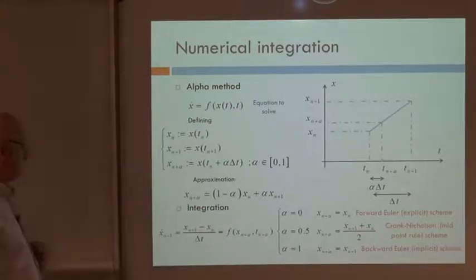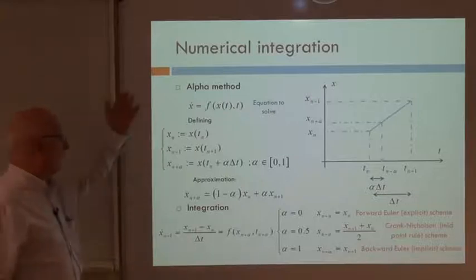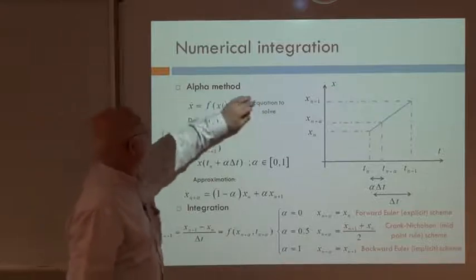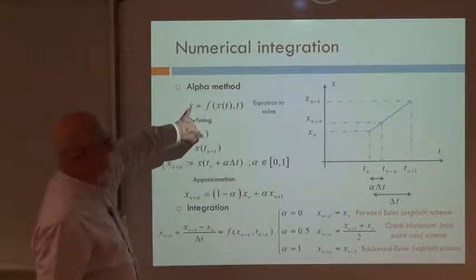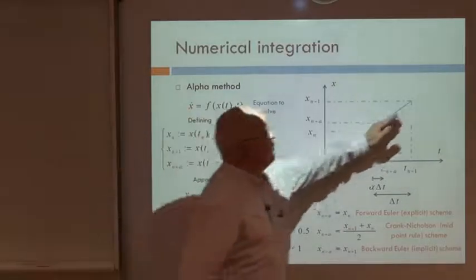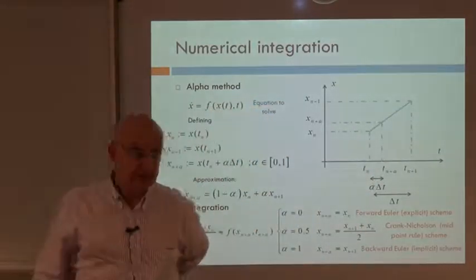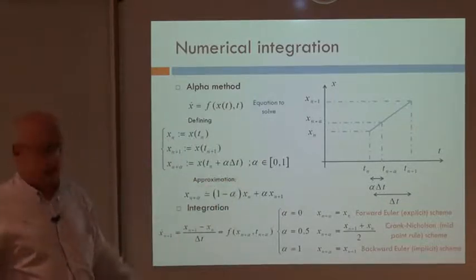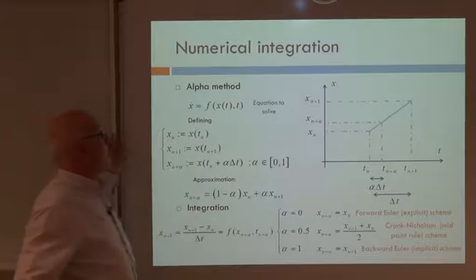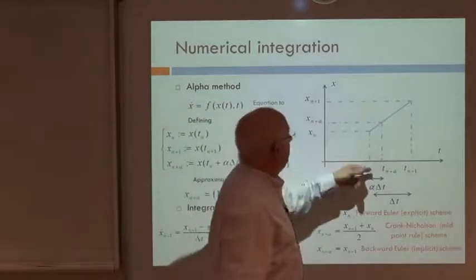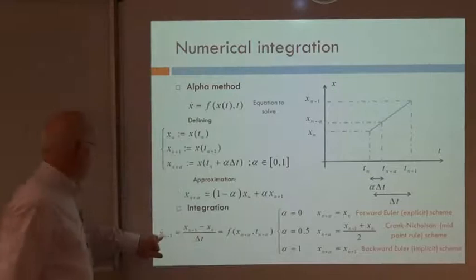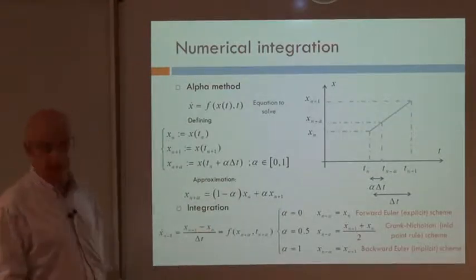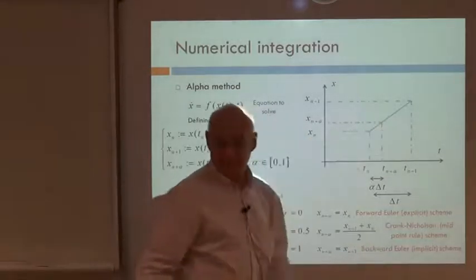Okay, and then what is typically done in the alpha method: in that equation, I approach x dot as the slope of this curve, the slope that I have supposed constant. So this slope is very easy to compute. This difference divided by this difference. So x dot is xn plus 1 minus xn divided by delta t. That is the slope.